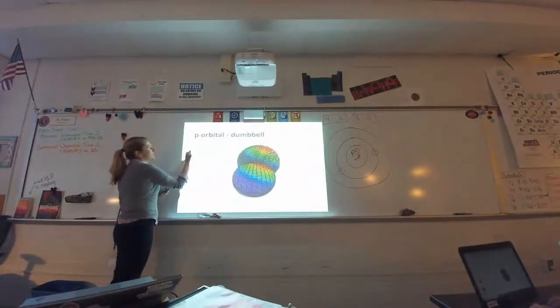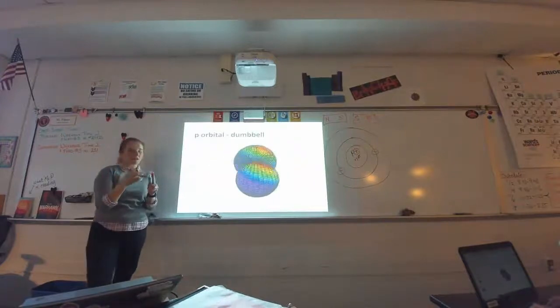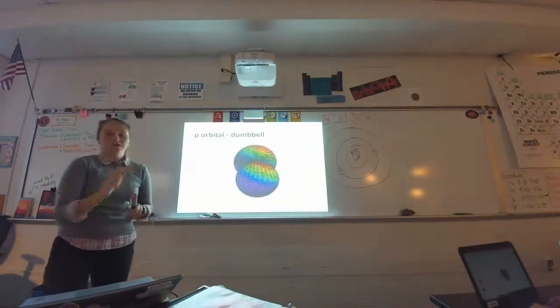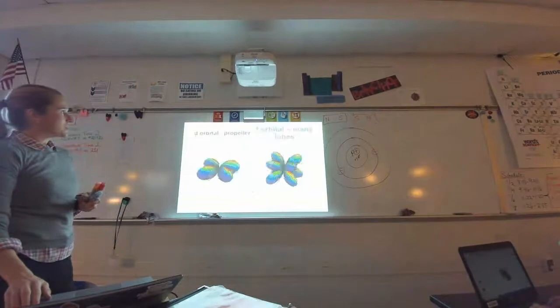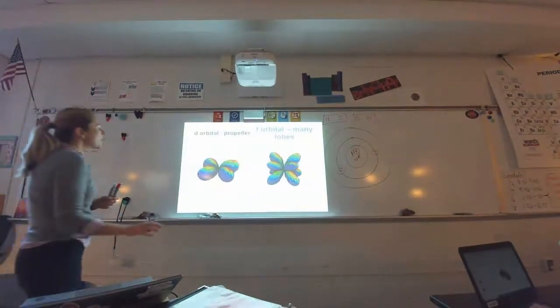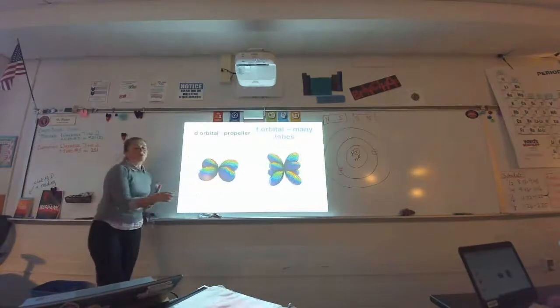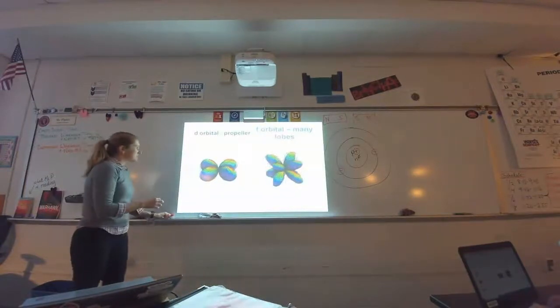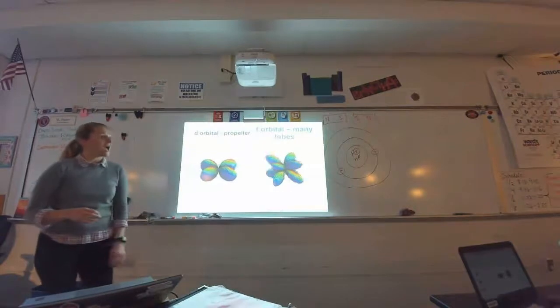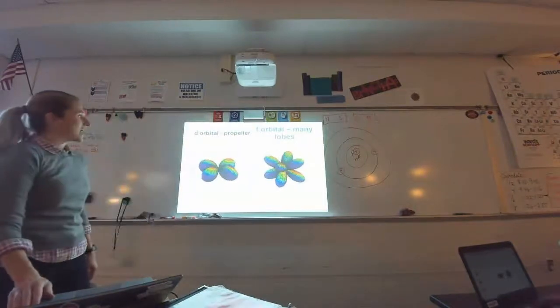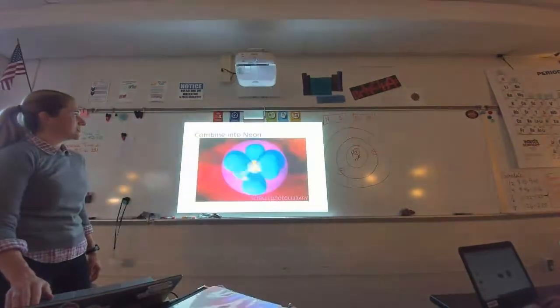And then we have Z going out and in to the board. So that's the P dumbbell. And then D, we have propeller, where we're going to have 10. And F, we're going to have 14.